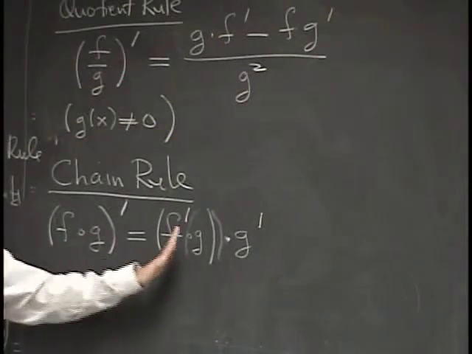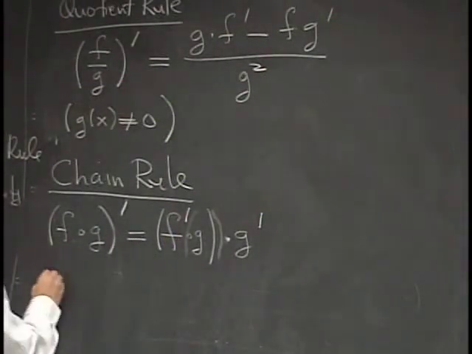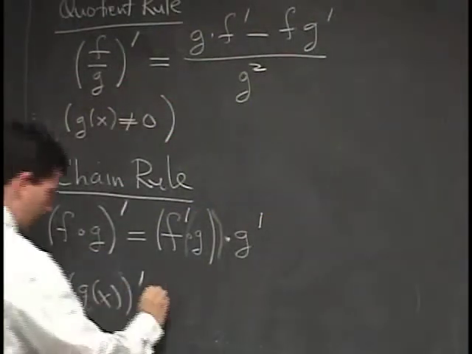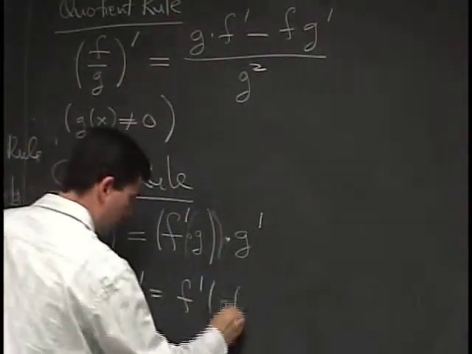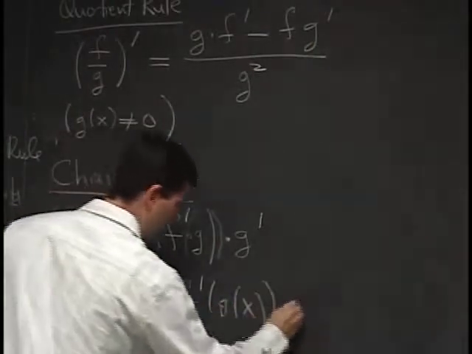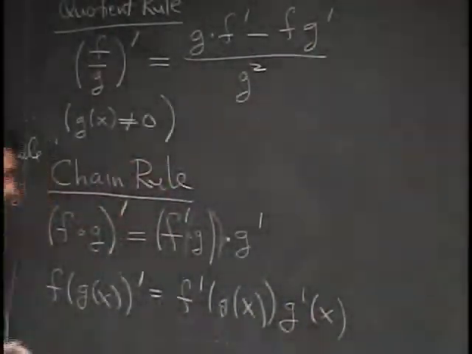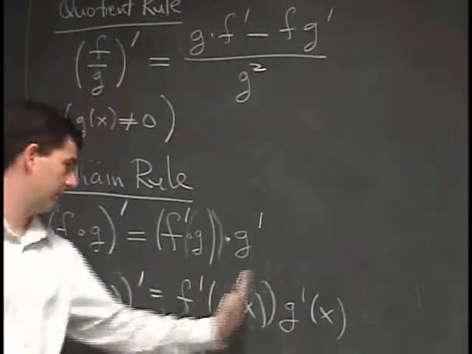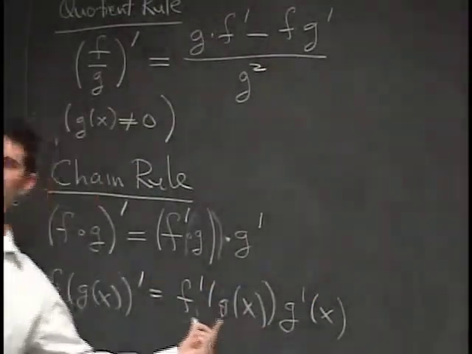The way you also oftentimes write this is if you have f of g of x, prime, you write this as f prime of g of x times g prime of x. So it is the product of derivatives. You just have to fiddle a little bit.